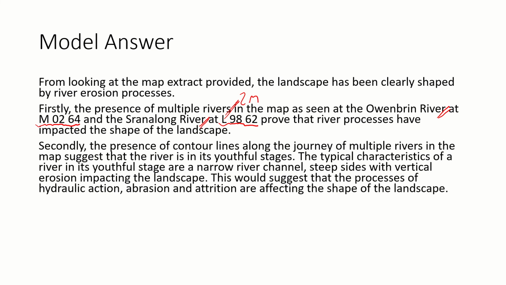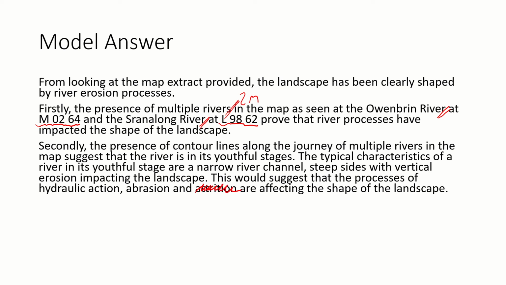Next, I'm going to give my second reason. So secondly, the presence of contour lines along the journey of multiple rivers in the map suggests that the river is in its youthful stages. The typical characteristics of a river in its youthful stage are a narrow river channel, steep sides with vertical erosion impacting the landscape. This would suggest that the processes of hydraulic action and abrasion, I'm going to remove attrition there, that's not correct, are affecting the shape of the landscape.